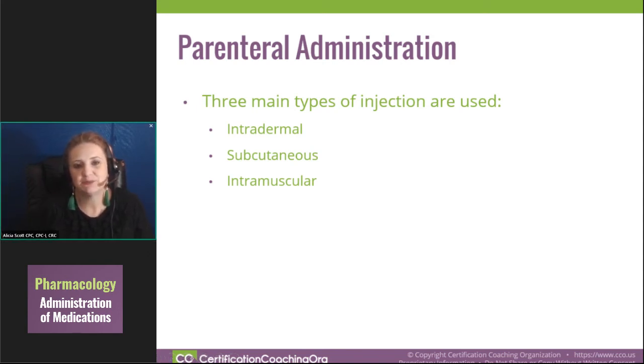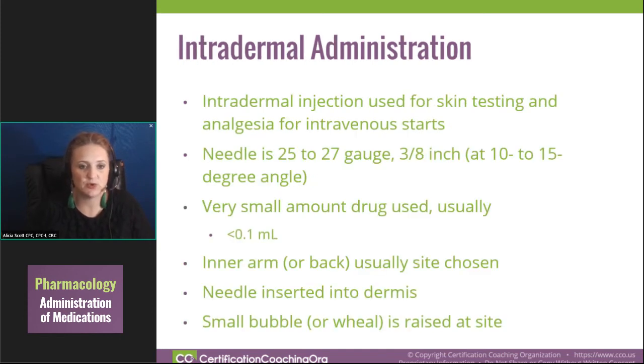There are three types of injections that we give. We give intradermal, subcutaneous, and intramuscular. We're going to talk about those more in depth. If we do intradermal injections, those are things like skin testing, right? TB tests are intradermal, where we're just going under the top of the skin, or we're just breaking the skin and allowing something to touch the skin to see if we've got a reaction. This is going to be a very small, tiny needle, 25 to 27 gauge. It's only 3/8 of an inch. And when you give this injection, it's always at a 10 to 15 degree angle.